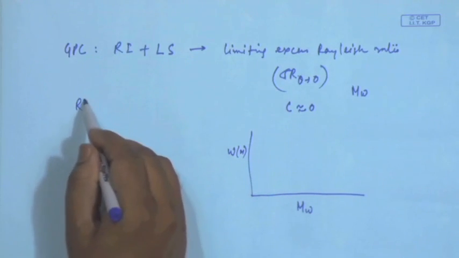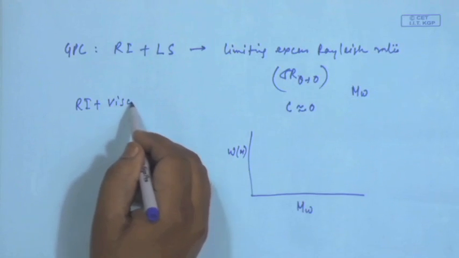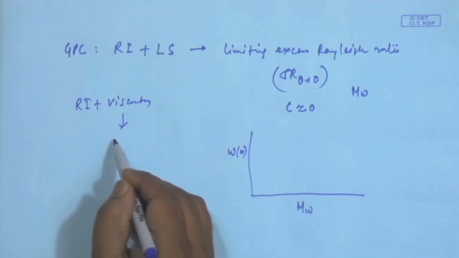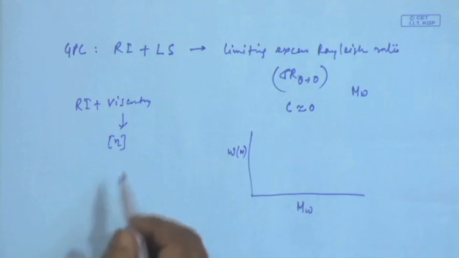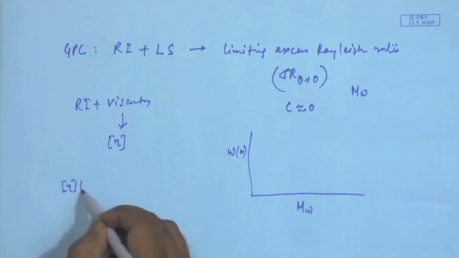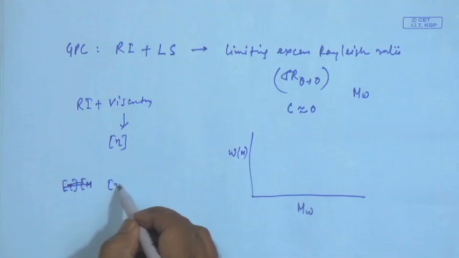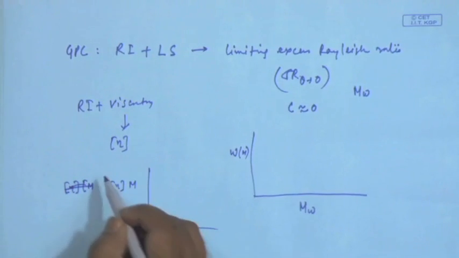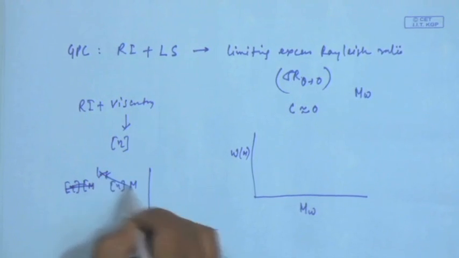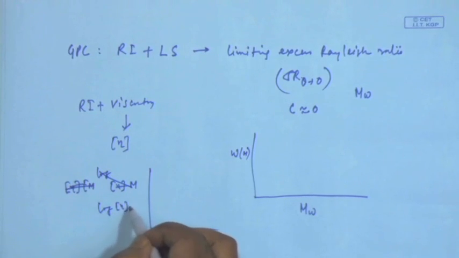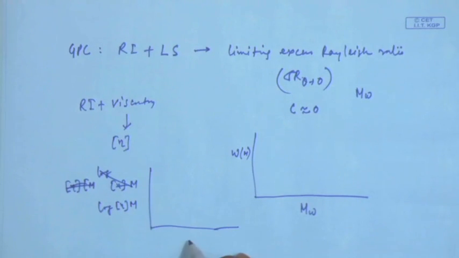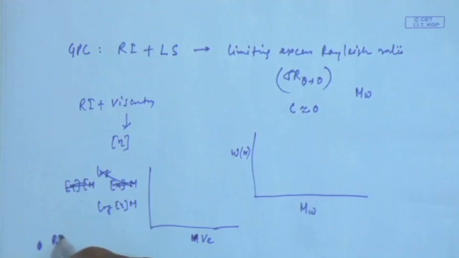Similarly, if we have RI plus viscosity, then viscosity in real time gives the eta value, and then we can use the universal calibration curve to find out this molecular weight distribution.